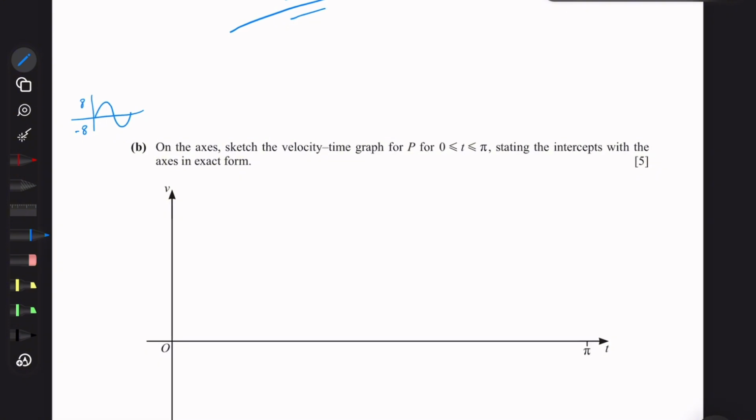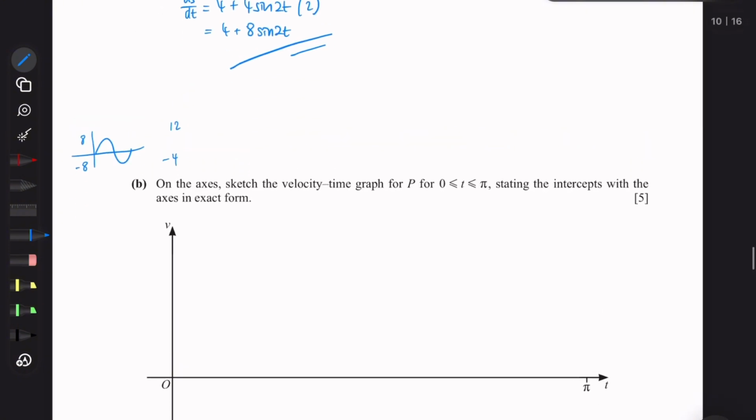So the maximum value would be 12 and the minimum value would be minus 4. And then to find the y-intercept, we can sub t equals 0 into the velocity equation to get 4. So y-intercept is 4. And then to find the x-intercept, we make y equal to 0, and then we just rearrange.